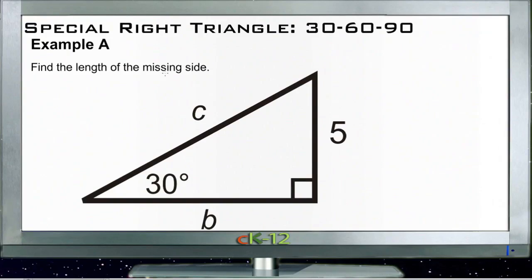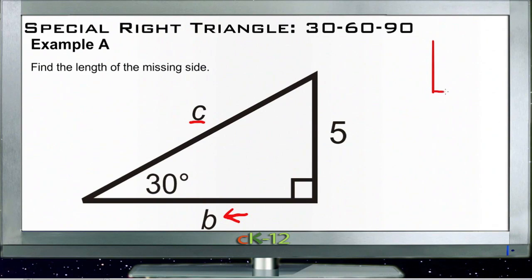All right, example A for special right triangles asks us to find the length of the missing side. And actually, it's a little bit of a funny question because there's really two missing sides. We're left with side B and side C that both need to be discovered. But with our 30, 60, 90 triangle, it's pretty easy anyway.